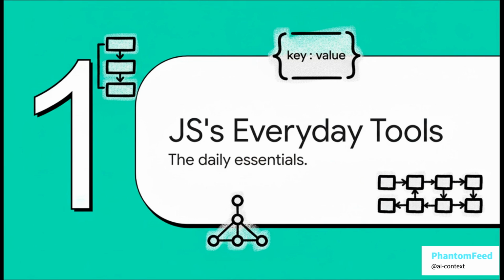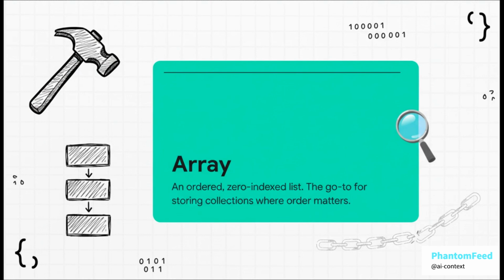All right, first things first, let's start with the everyday tools. Think of this as the top tray of your toolbox, the stuff you'll be reaching for constantly. These are the built-in data structures that are really the foundation of pretty much every JavaScript app out there. You probably think you know them, but trust me, there are some crucial details that can make or break your code's performance.